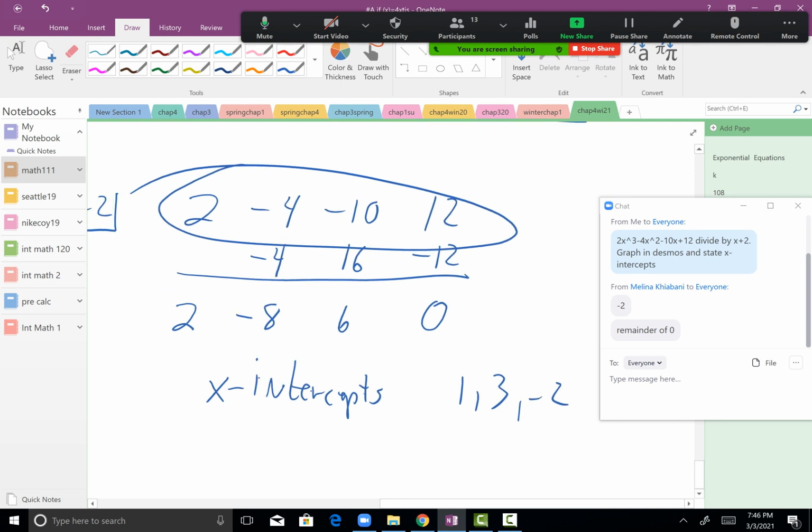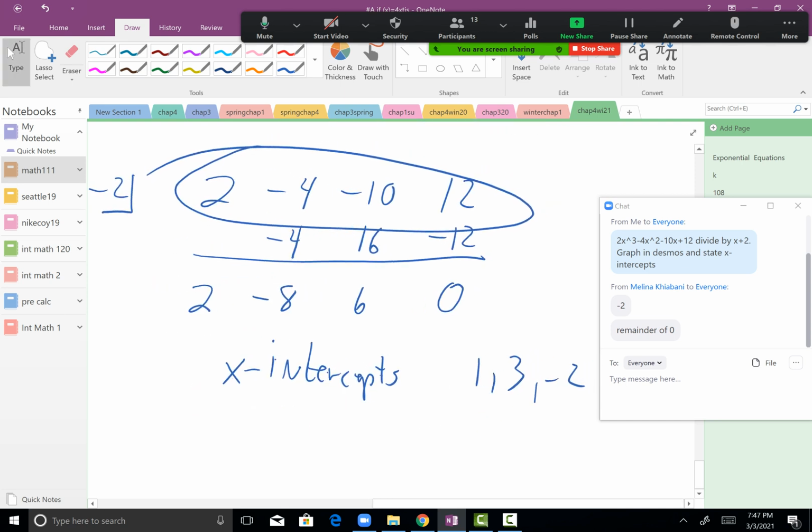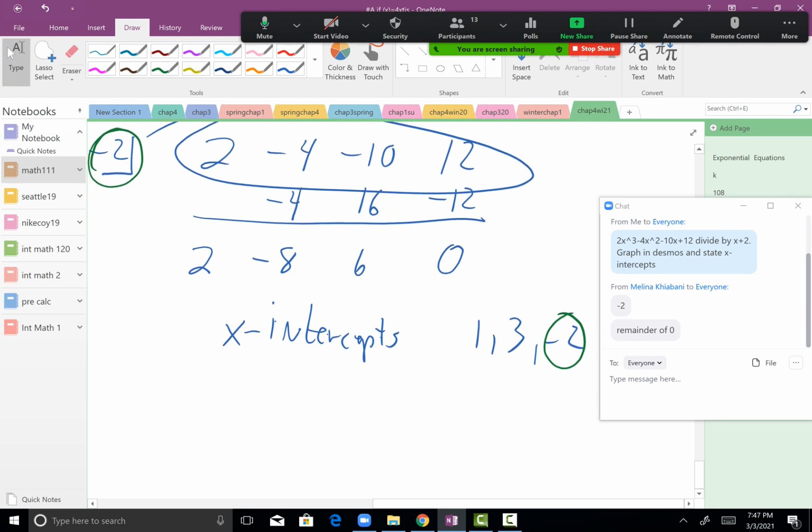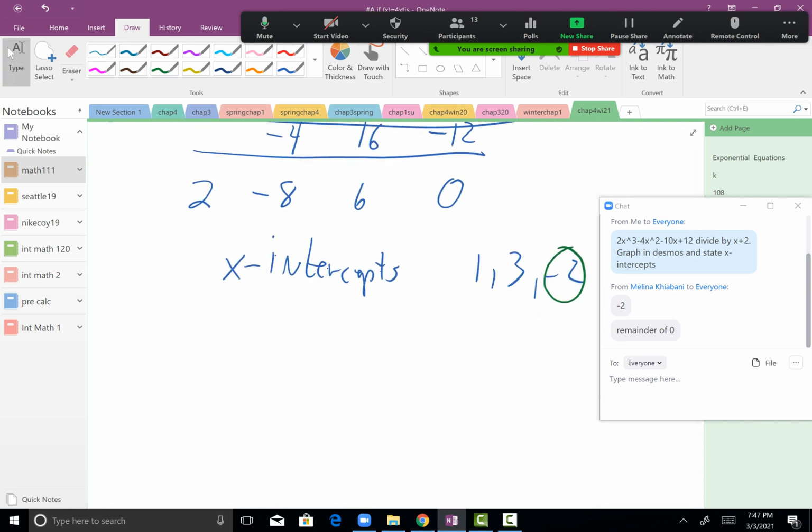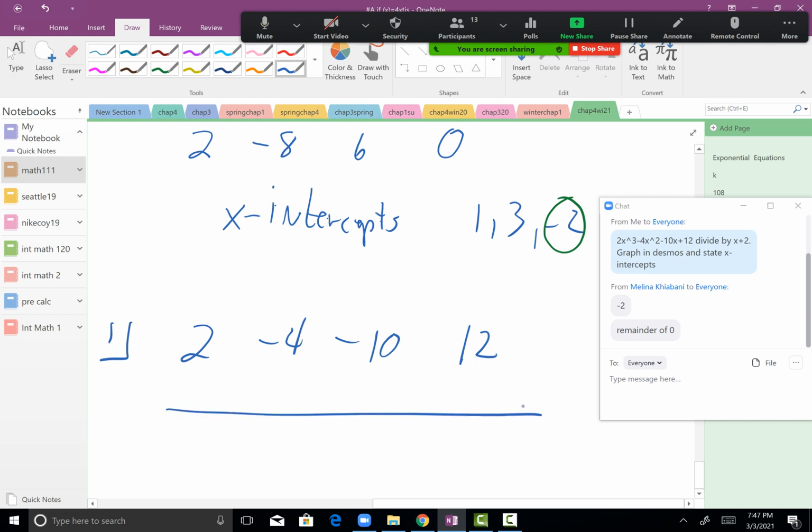Okay, -2. Now, notice that the number that we divided by and the x-intercept are the same. So let's try this out and see if that works again. That's 2, -4, -10, and 12. And we're going to divide it by 1 because that's the x-intercept. 2, 2, -2, -2, -12, -12, 0.